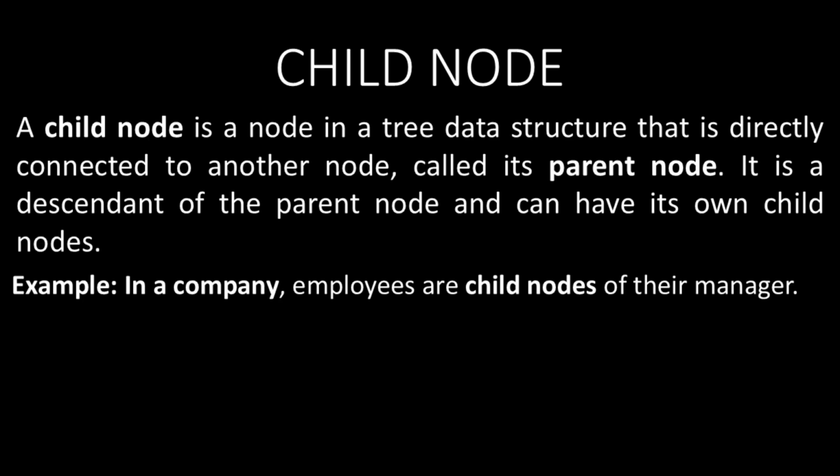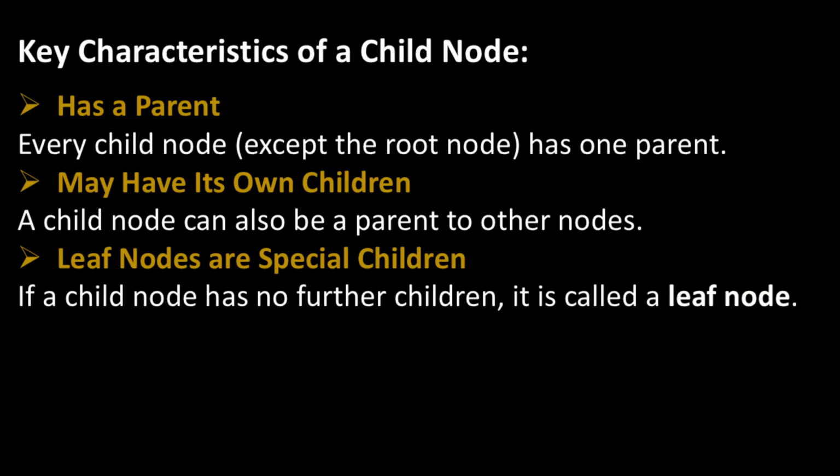As an example, in a company, employees are child nodes of their manager. And key characteristics. First one, has a parent. Every child node has one parent. Second one, may have its own children. It means a child node can also be a parent to other nodes. And the last one, leaf nodes are special children. It means if a child node has no further children, it is called a leaf node.